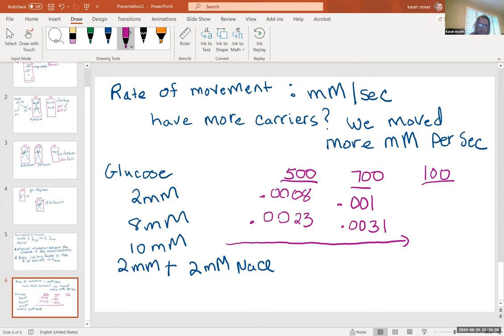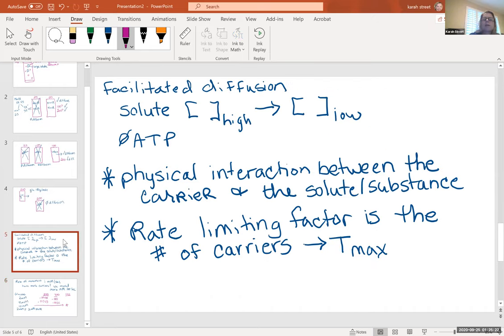This is a problem. What happened was the timer ran out. You were not able to allow the diffusion of glucose to keep happening until equilibrium was reached. You see, that is also a characteristic of facilitated diffusion that is similar to simple diffusion. The movement will continue from high to low, until equilibrium is reached.